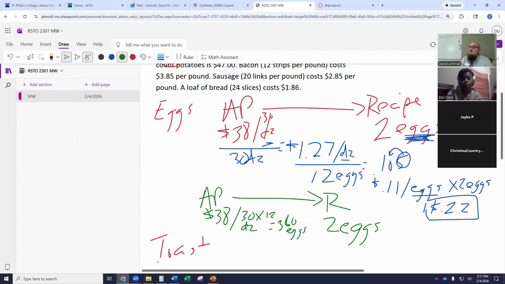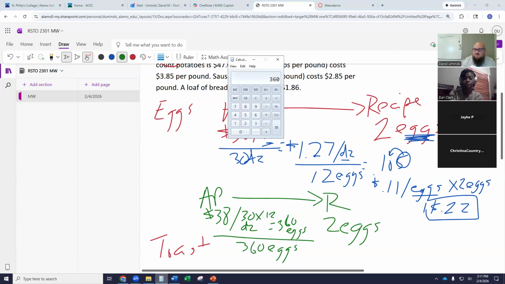By dividing that $38 by 360 eggs, I'm automatically going to get my cost per egg. You see what I did there? So when we divide $38 by 360 eggs, we get 11 cents per egg. Okay, shortcut. Does that make sense? Yes, chef.